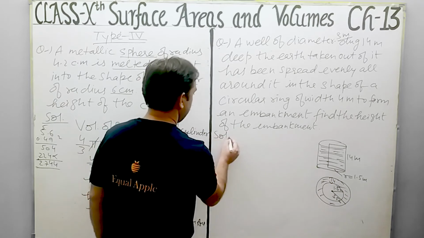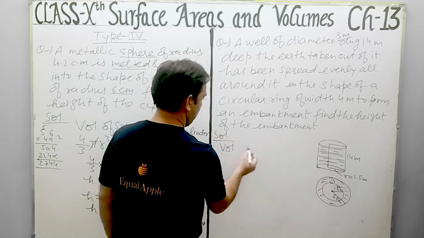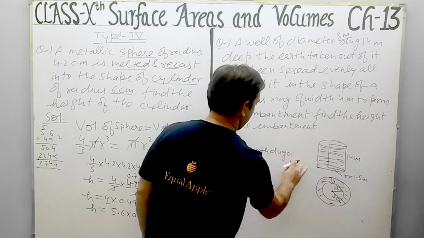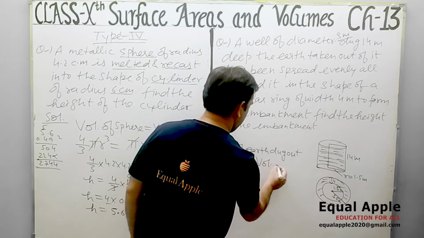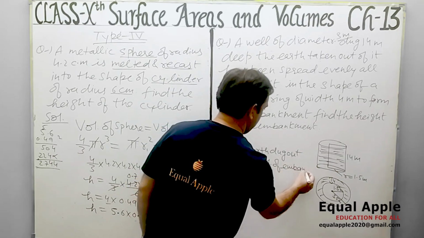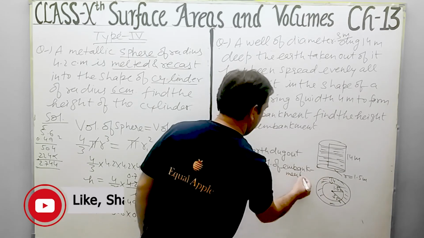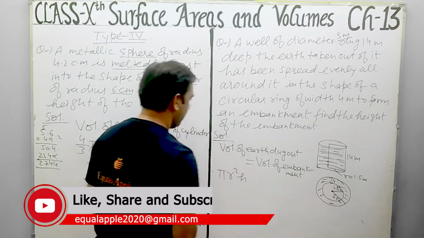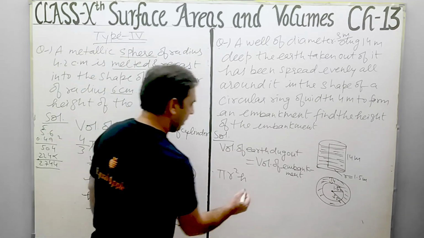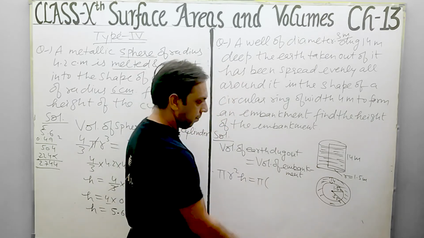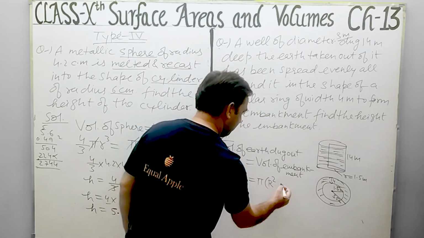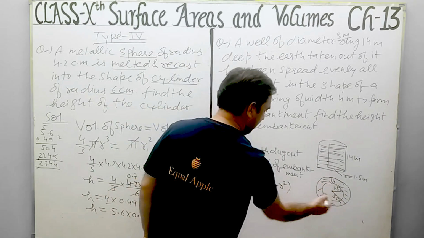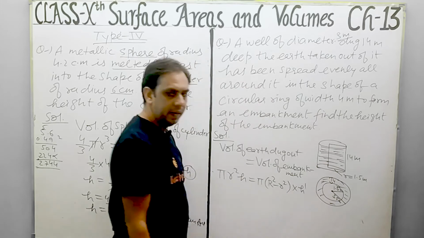So, in this type of question, we will take the formula: volume of earth dug out is equal to the volume of embankment. Volume of earth dug out is from the well, so it is of cylindrical shape, it will be pi r square h. Now, the volume of embankment. You can see in the embankment, the top view is like a ring, so its volume will become pi (capital R square minus small r square) into h dash. H dash will be the height of the embankment, right?